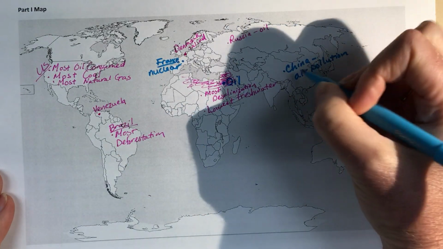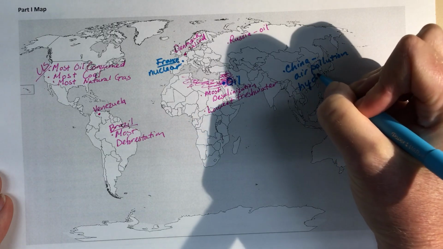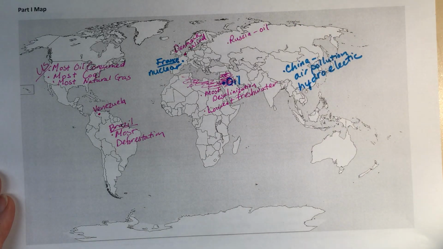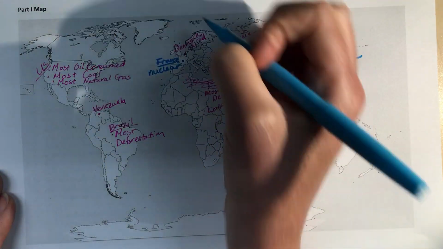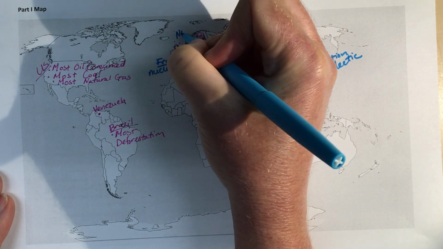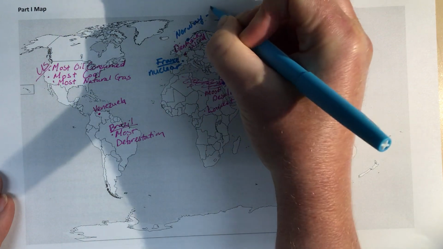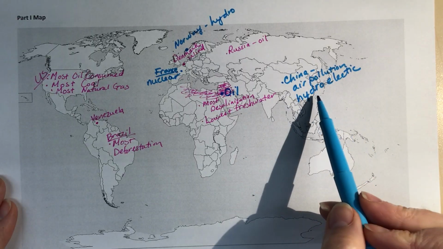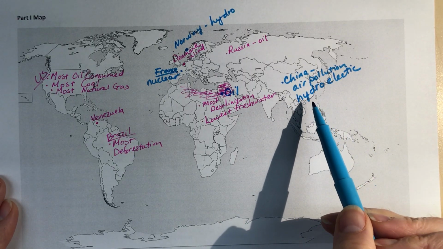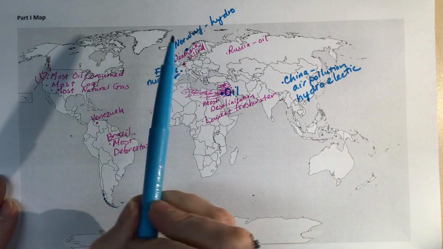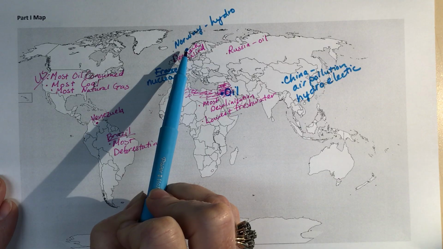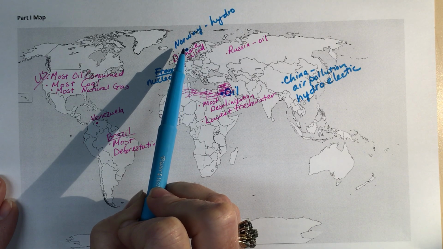Hydroelectric now is China with Three Gorges Dam. But the highest percentage of their own is Norway. So up here, I'm going to put Norway, and that's hydroelectric. So I'm just going to put hydro for hydroelectric. So China produces more megawatts of power, but there's 1.3 billion people there. Whereas Norway, there's just a few million people in Norway, but almost all of their electricity is hydroelectric dams.